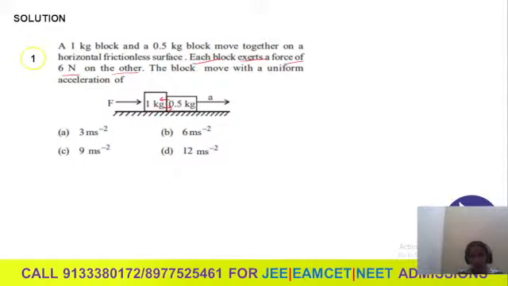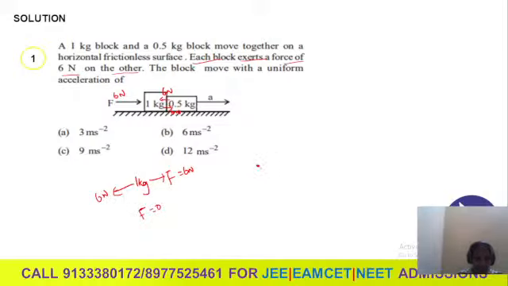Due to the 0.5 kg on the 1 kg, and due to the 1 kg on the 0.5 kg, the force is 6 newtons, here also 6 newtons, and here also 6 newtons. So for the 1 kg free body diagram, in this direction F, and in this direction 6 newtons by the 0.5 kg. Here the resultant force is equal to 0.